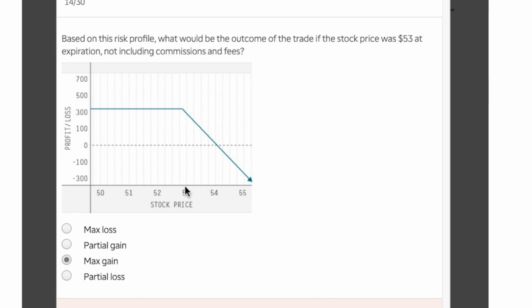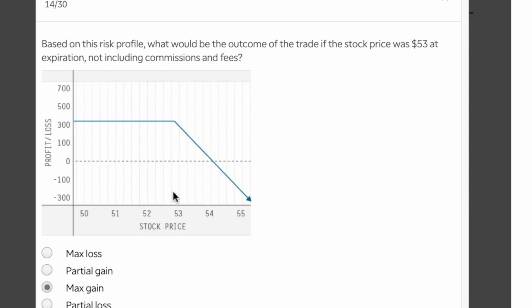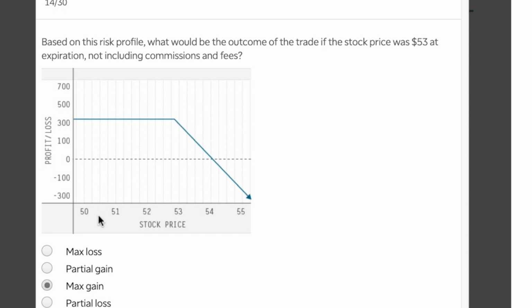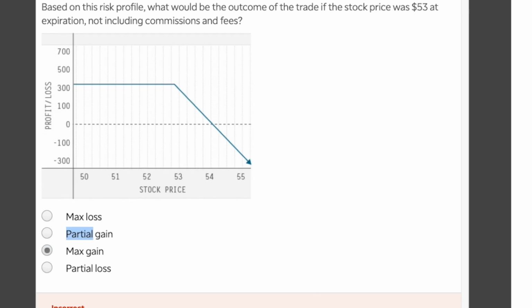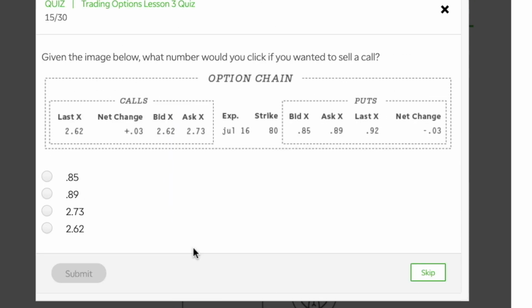Oh, I'm sorry. I messed up. What's wrong when it's so small? If you look here, it's actually starting to dip a little bit. So it's partial gain. Partial gain is the right answer. I don't know why it's so small.